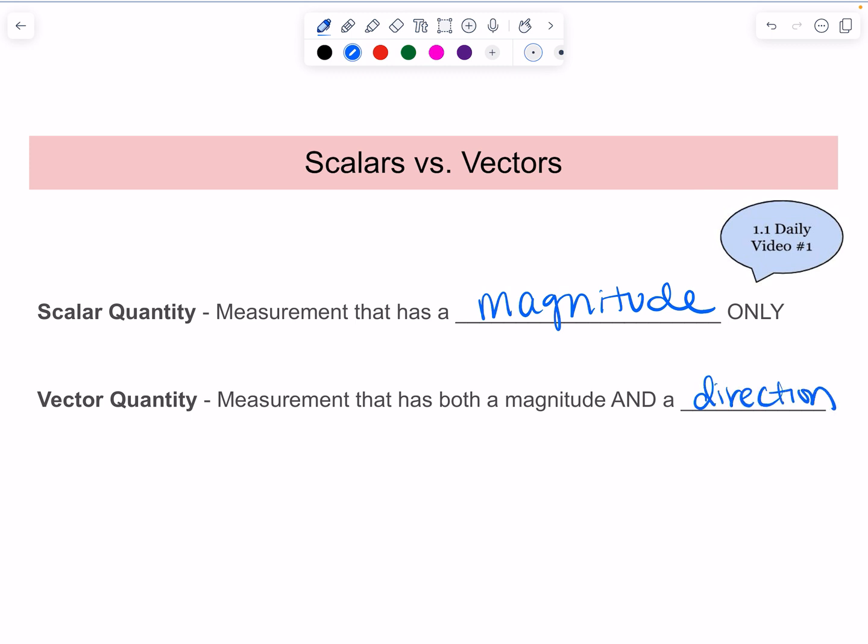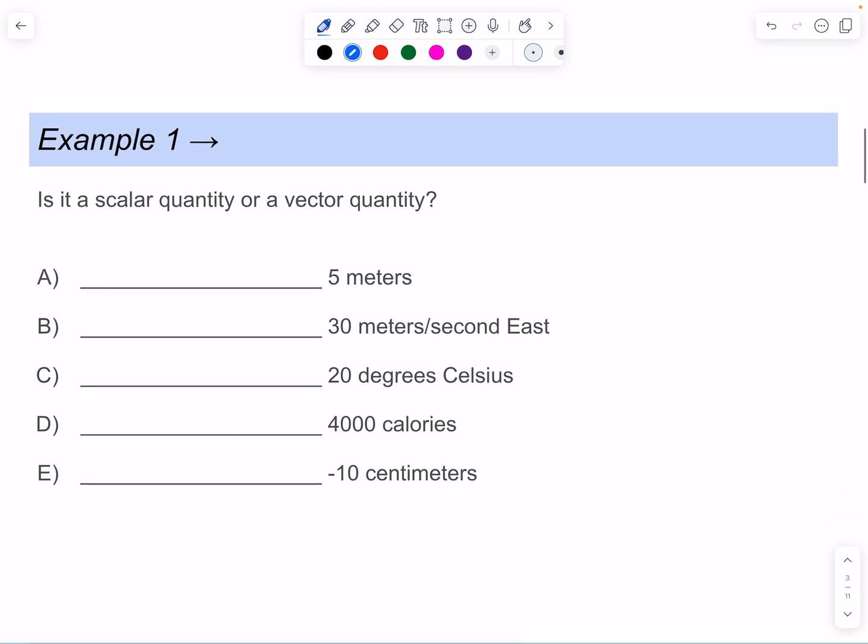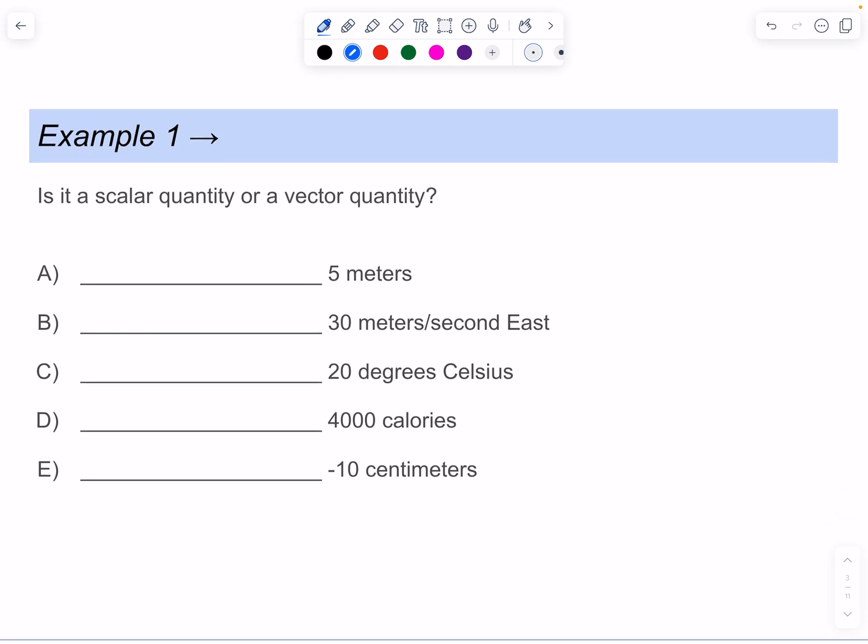So let's see some examples of this. For each of these, are they a scalar or a vector quantity? The first is 5 meters. That doesn't tell me any direction that 5 meters is going or headed, so I'm going to refer to that as a scalar quantity. Whereas in this next example, 30 meters per second east, that does give me a direction. So I'm going to classify that as a vector quantity.